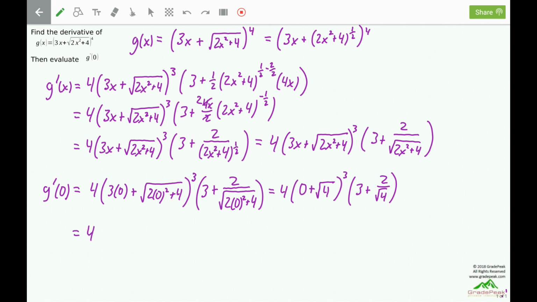So we will have 4 times, square root of 4 is 2, add that 0, it's still 2, so we will have 4 times 2 cubed, and then multiply this with 3 plus 0 over 2, the square root of 4 is a 2. So we have 4 times 2 cubed is 8, and then we will have a 3 plus 1. 4 times 8 is 32, and 3 plus 1 is a 4. And 32 times 4 comes out to 128.